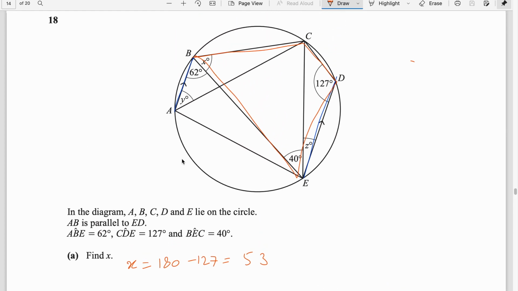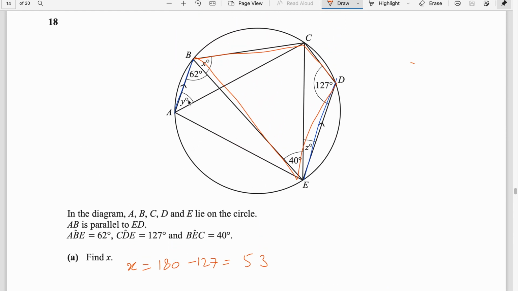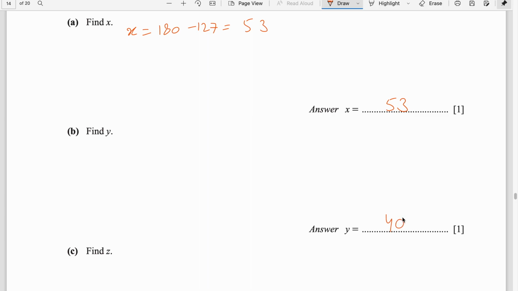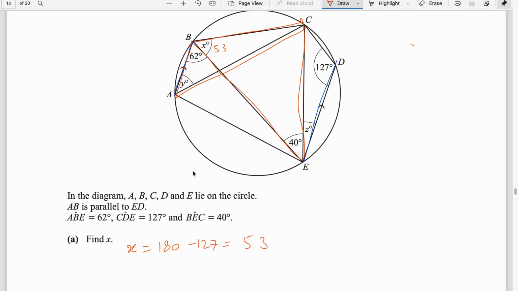Second is Y. So when we're looking at Y, see this chord BC, and these are two angles which lie in the same segment. So Y is equal to 40. Angle in same segment. Then we are looking for Z.